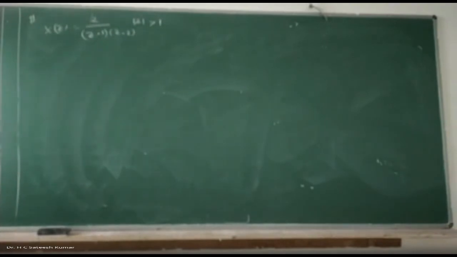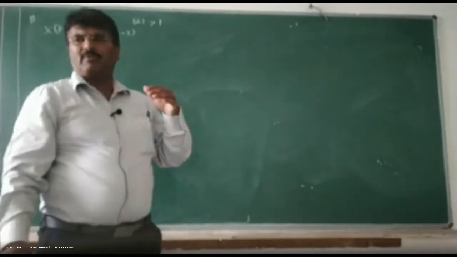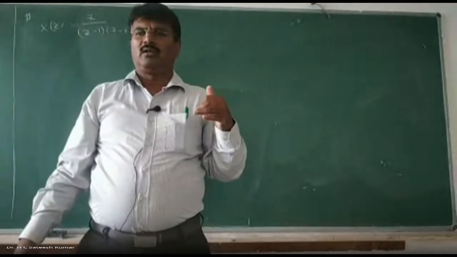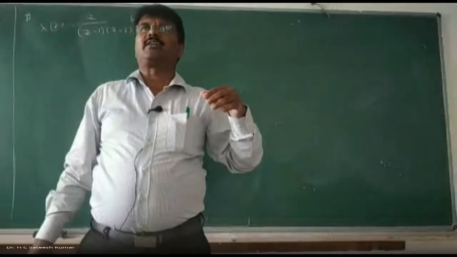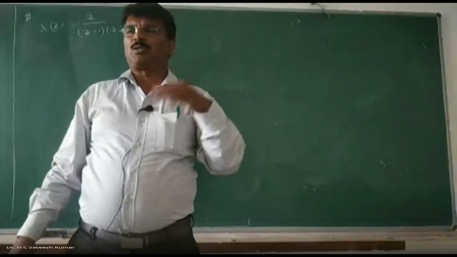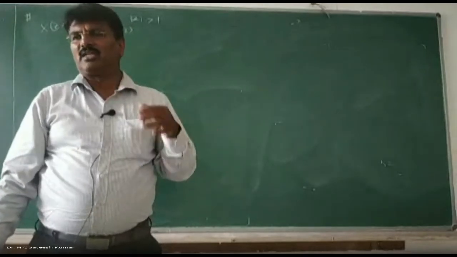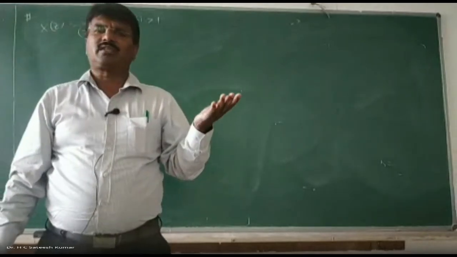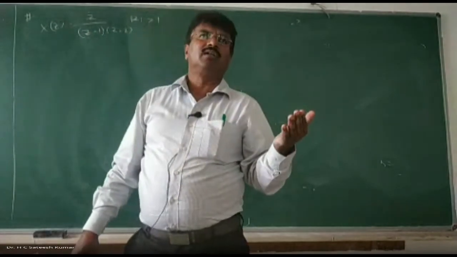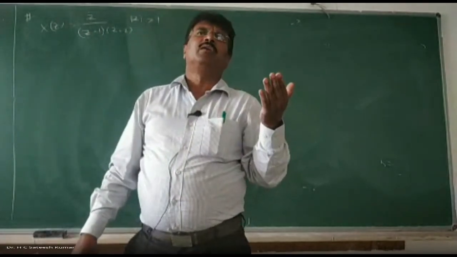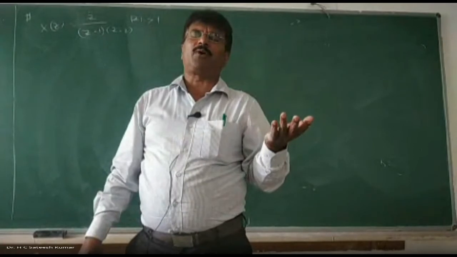method, he said. The power series method is the same as the long division method. What do you do in the long division method? We divide the numerator by the denominator, and x of z will be represented either in negative powers of z or positive powers of z, depending upon whether it is a right-handed sequence or left-handed sequence. If it is a right-handed sequence, x of z is represented as negative powers of z. If it is a left-handed sequence, x of z is represented as positive powers of z.